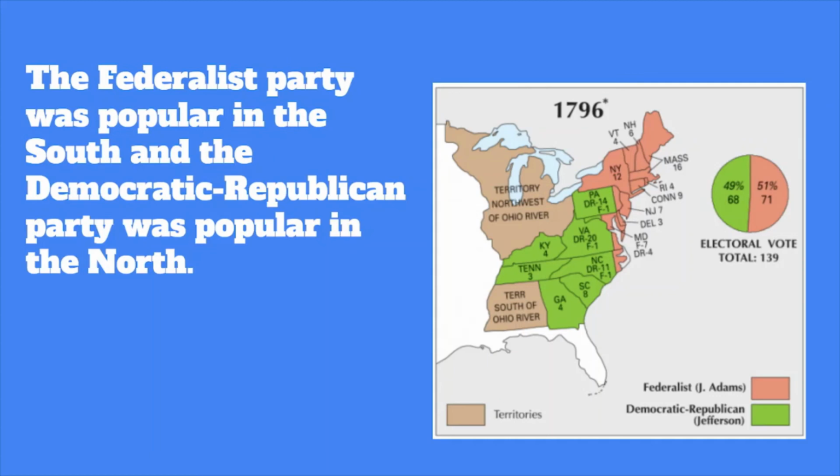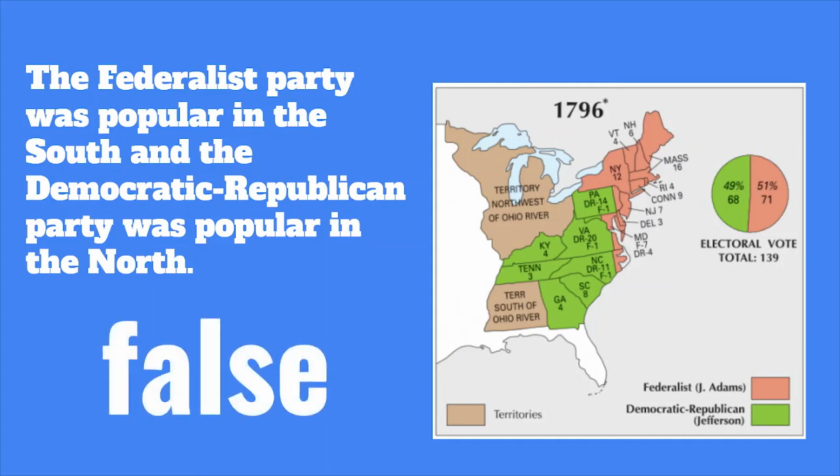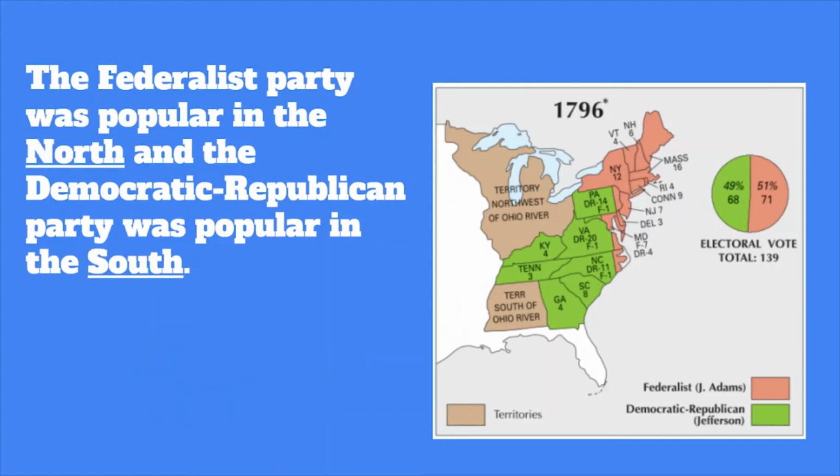The Federalist Party was popular in the South, and the Democratic Republican Party was popular in the North. This is false. The correct is actually the opposite. The Federalist Party was popular in the North, and the Democratic Republican Party was popular in the South.